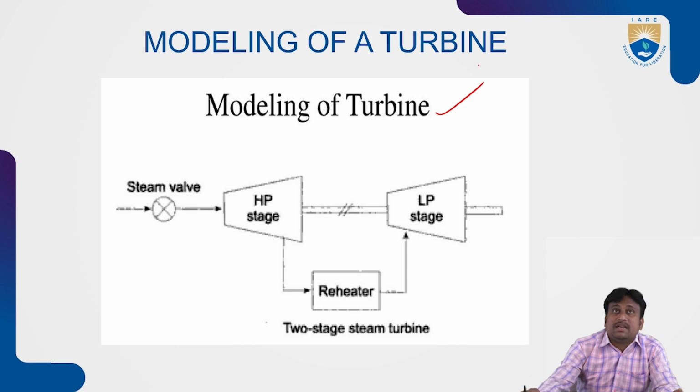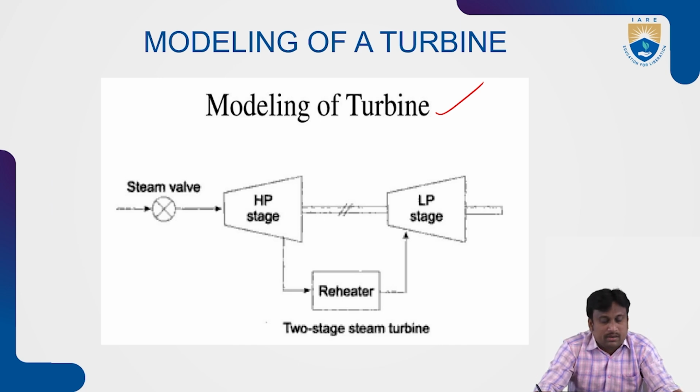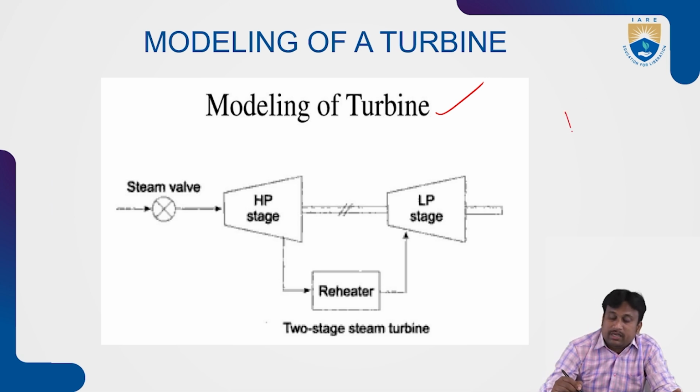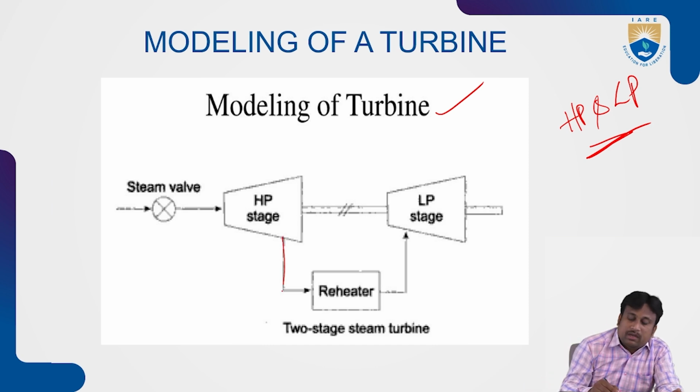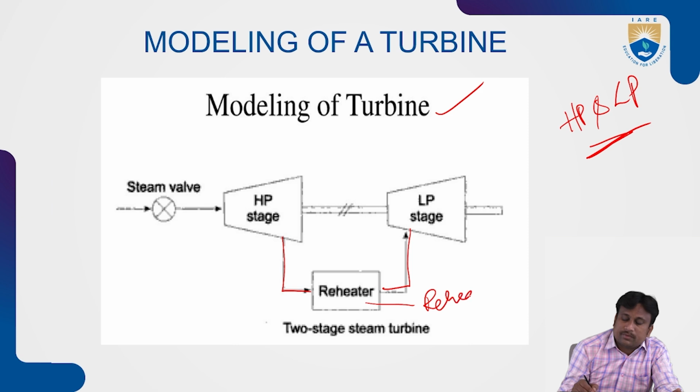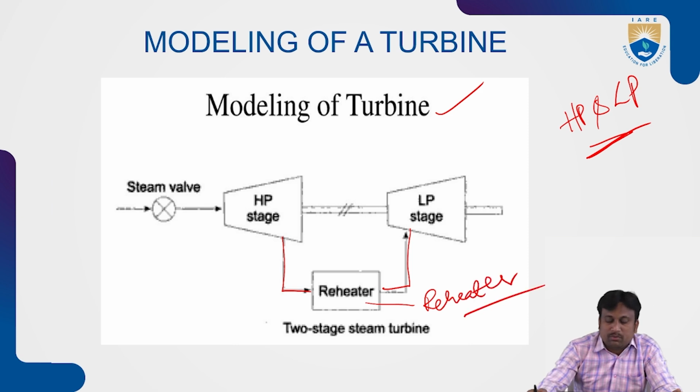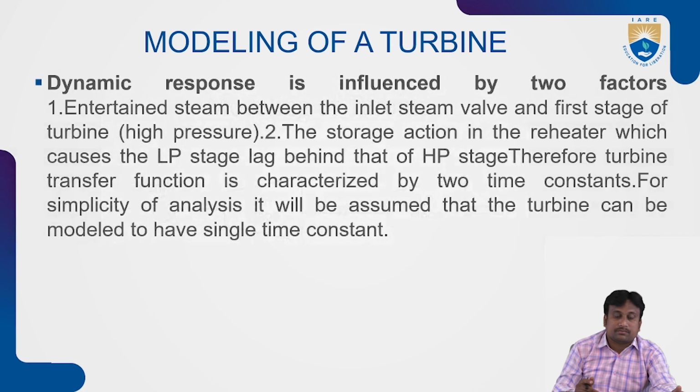So coming to the general case of modeling of the turbine, it is connected by the steam valve position, and it is linked with the two stages called the HP stage and the LP stage. So these are interconnected to one reference point, that is the steam valve position, and they will be connected commonly to one portion called the reheater. This is a two-stage steam turbine.